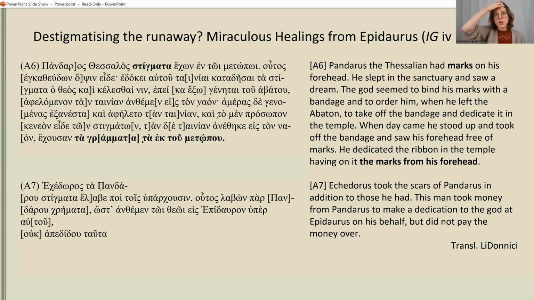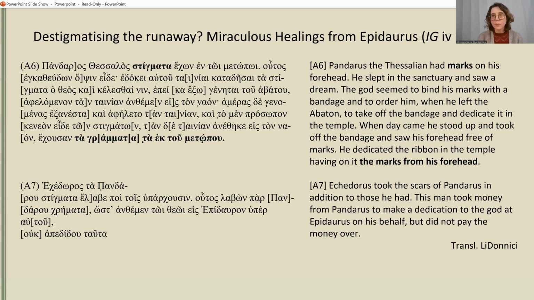Now, if in the Dodona example, we find the oracle towing a conservative line and telling the woman, whether slave or free, to stay put, this text from the sanctuary of Asclepius at Epidaurus is really tantalizing for pointing potentially in an alternative direction. What you've got here is an extract from the Iamata, the so-called healing texts from Epidaurus, that lists the miraculous healings that the god Asclepius and his father Apollo performed at the sanctuary there.